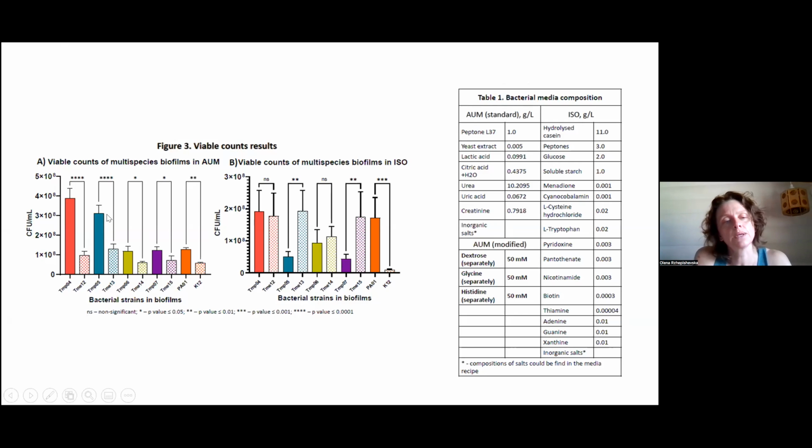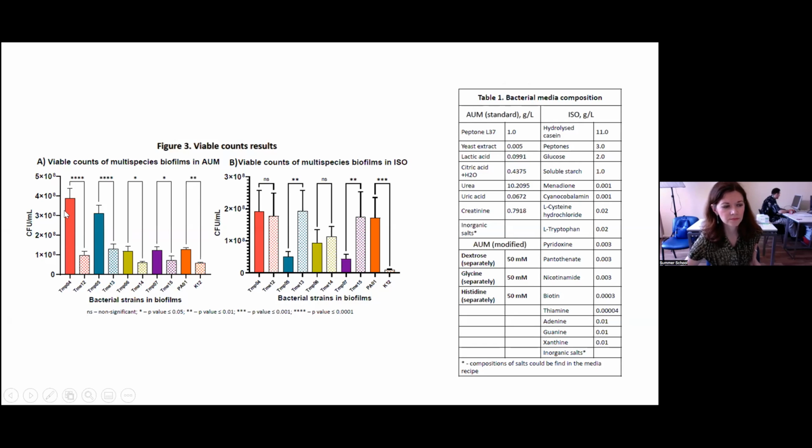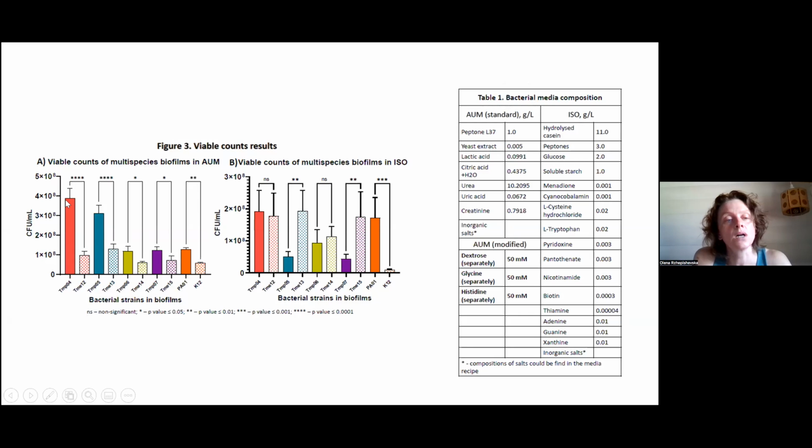Oh, here. Do you see my arrow here? Arrow. No? Would you see that? Yes, we can see it. Okay. So you see this bar is higher than this one.